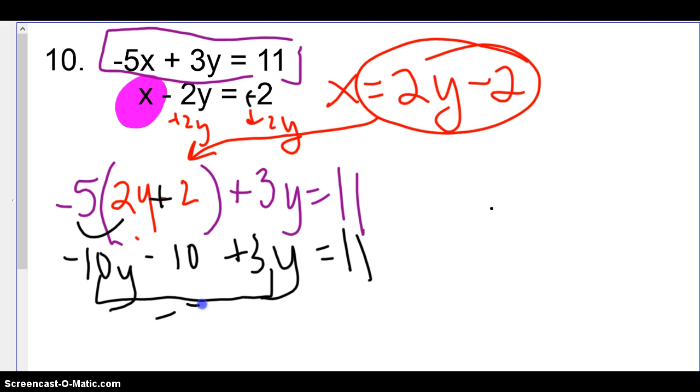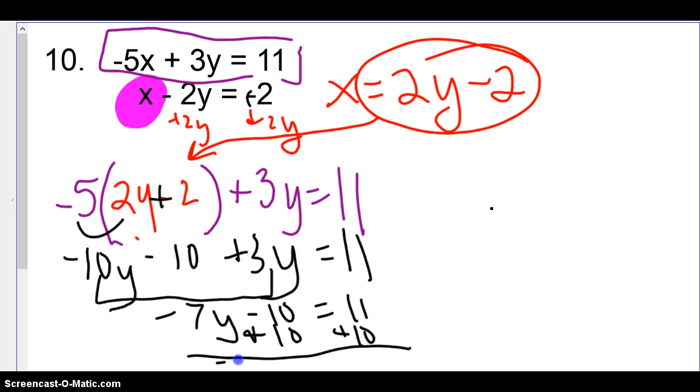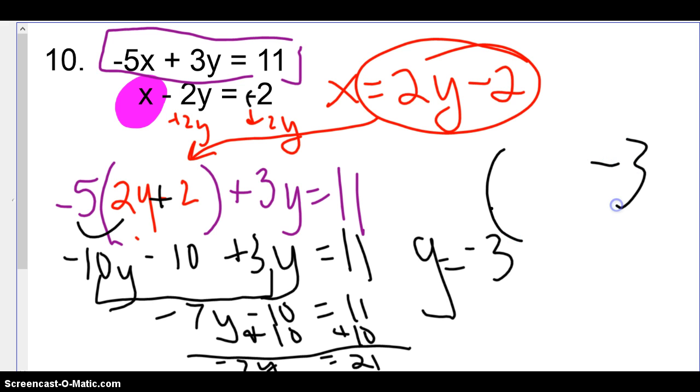All right, negative 7y minus 10 equals 11. Add 10. Now it's starting to make sense. Negative 7y equals 21. That means that y equals negative 3. Agreed? Okay, I'm going to check my answer key. This has been craziness. All right, negative 3.